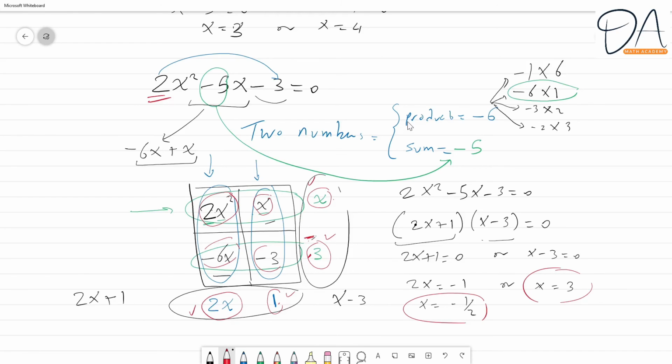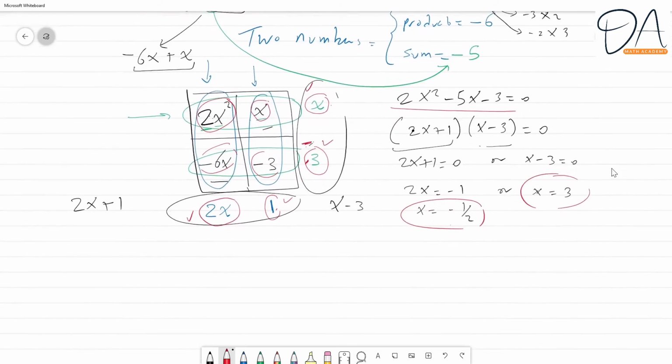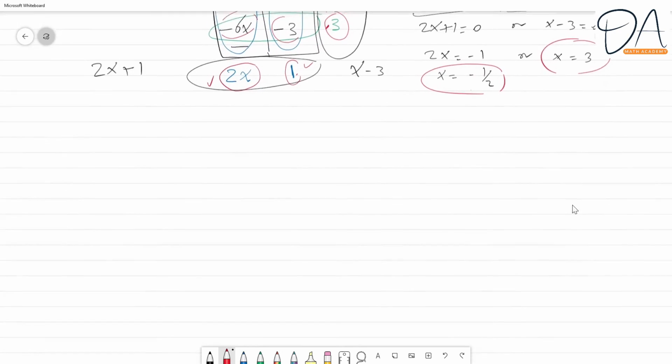You can always check this as we did in the previous video by substituting back the value of x in the original equation here. And if you substitute, you should get 0. If you didn't get 0, it means you made a mistake. Okay, so that's a step if you want to verify if you did everything correctly. Let me give you another example.